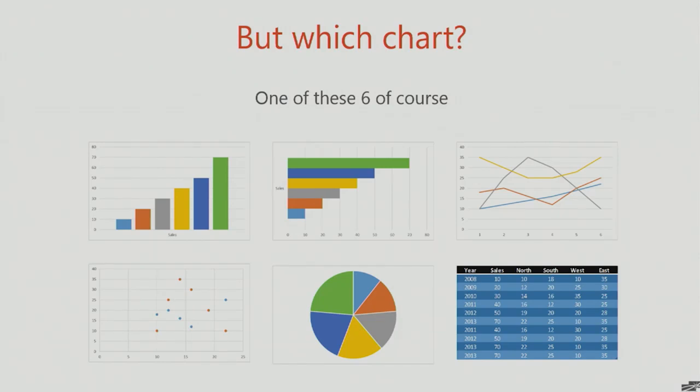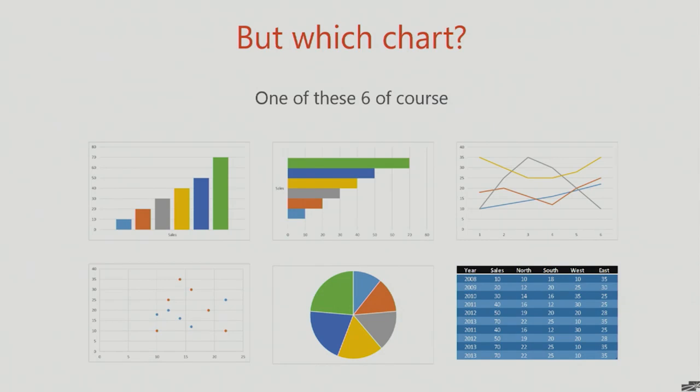Just so you know what these are: column, bar, line, XY plot, pie chart, and the last one is just giving the data as a table. Just give the raw data as is in the naked form, so that people can read the numbers, and they can make their own interpretations based on what they want to look for.